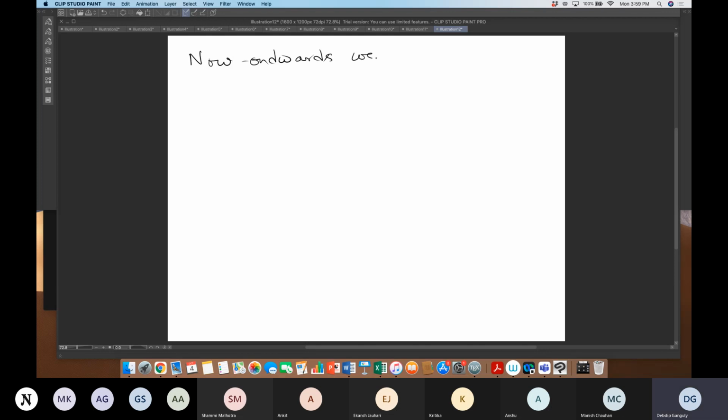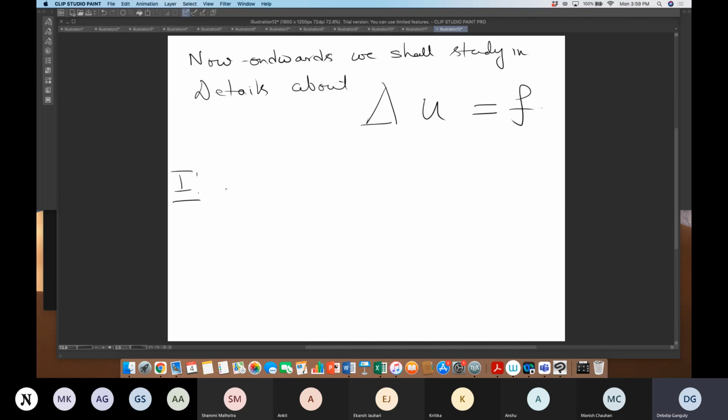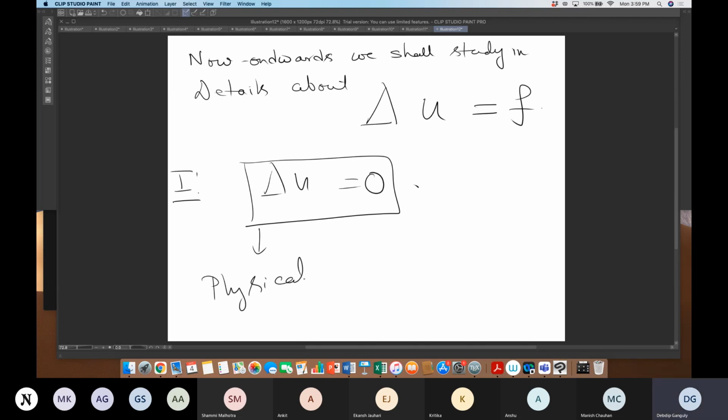So now onwards, we shall study in great depth, in details, about Laplacian u equal to f. First I will study Laplacian u equal to 0. It's a beautiful equation. There are many physical, geometric things where this equation arises.